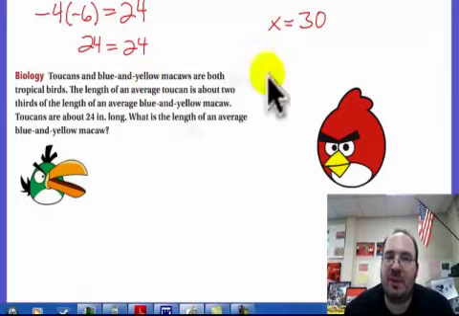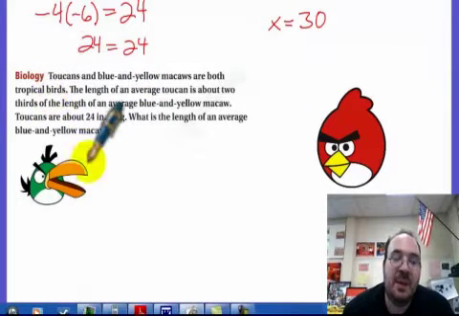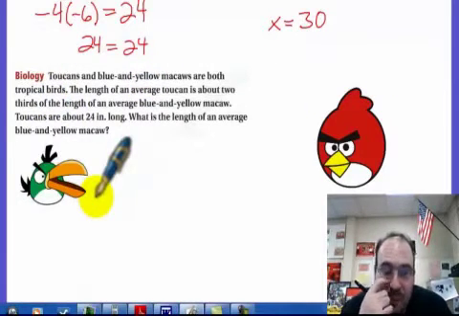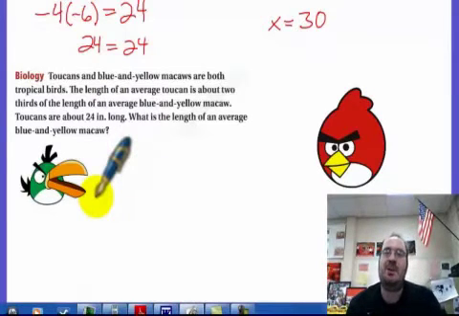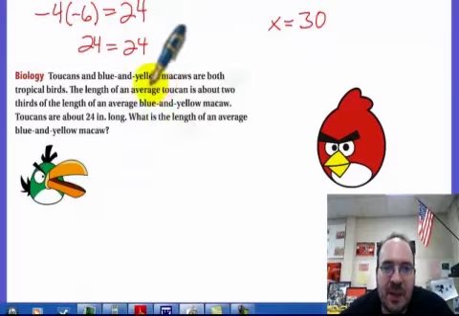Well, they're not Angry Birds, but I mean they might be angry, I don't know. But it says toucans and blue toucans, I think that'd be toucans. Toucans and blue and yellow macaws are both tropical birds. Average toucan is 2/3 the length of the blue and yellow macaw. And toucans are about 24 inches long. What's the length of the blue and yellow macaw?